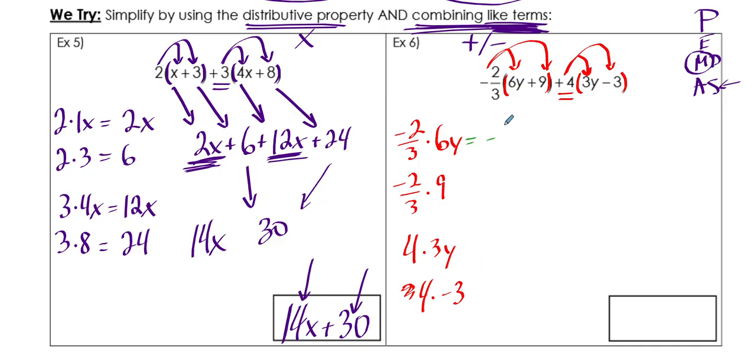Multiply these together, you get negative 4y. Multiply these, you get negative 6. Multiply these, you get 12y. Multiply these, you get negative 12. All right, so that's just multiplying everything together.